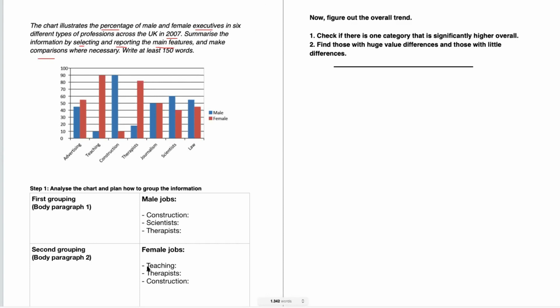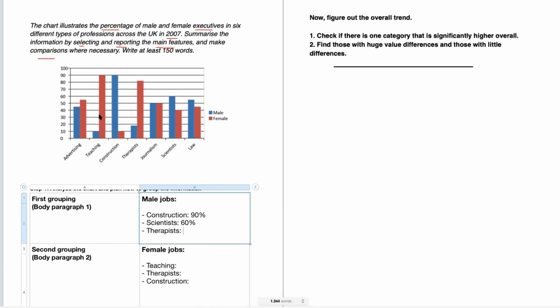So we've got our male jobs and our female jobs, blue and red. And so let's just group this data. Basically, I've put construction, scientist, and therapist because we see that these are the most noteworthy. So I've got construction at 90%. So I'm going to write 90%. Scientists are at 60%, so we've got our top 2. And as a third, I've included therapists because that is actually quite low. And I'm going to show you why I have not included teaching as the lowest.